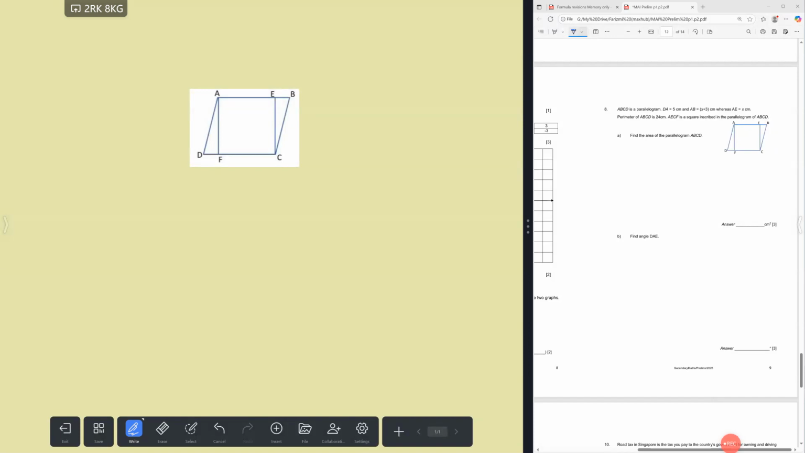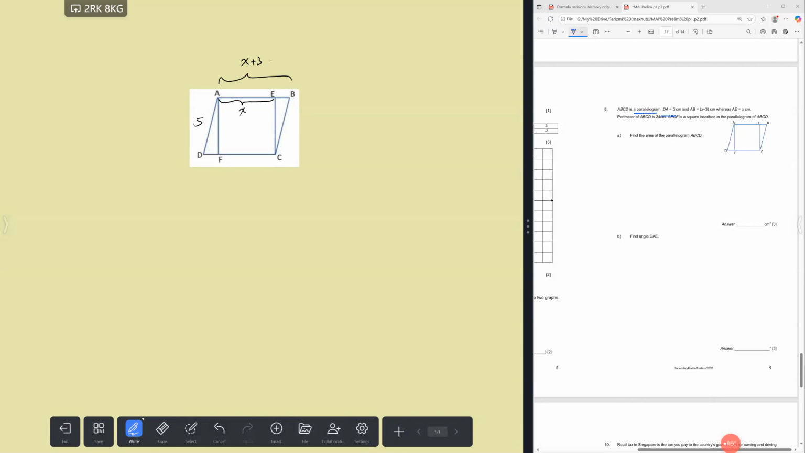So let's start. ABCD is a parallelogram, all right? So immediately you know all the opposite sides are equal. So for example, AD equals BC, AB equals DC, and so on and so forth. And we start off by them saying that DA is 5 cm. So DA is 5 cm. And AB is x plus 3. And after they also say that AE is x cm. So AE is x cm.